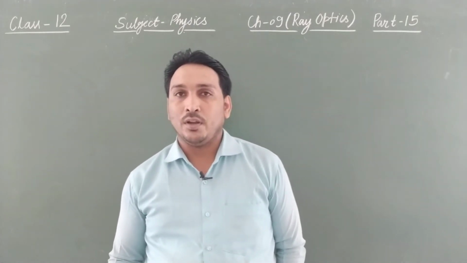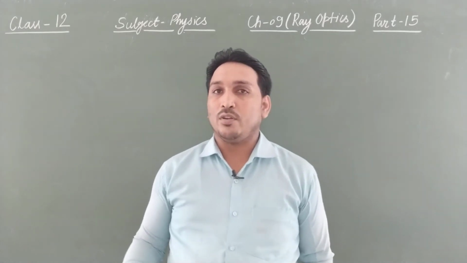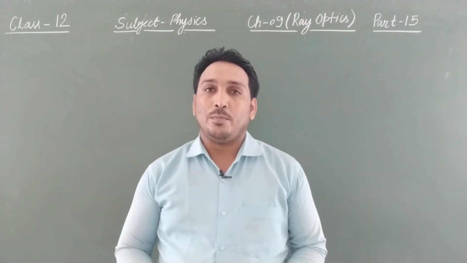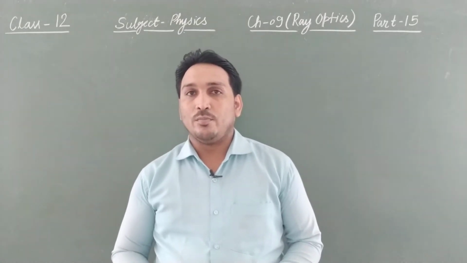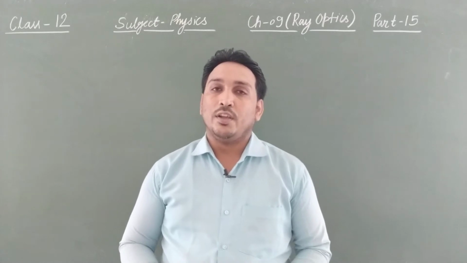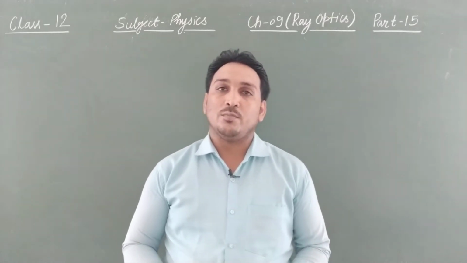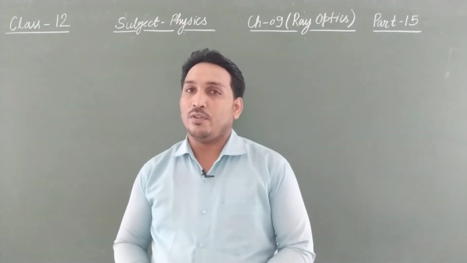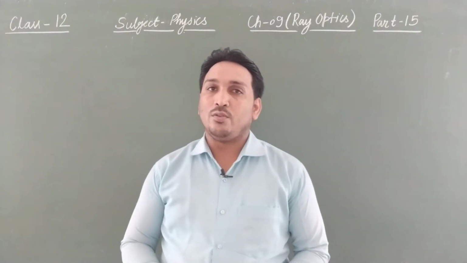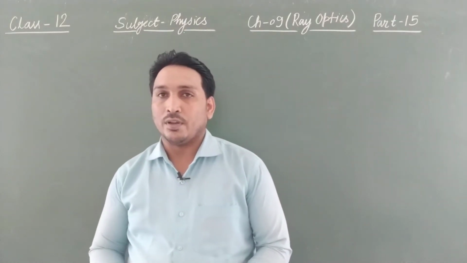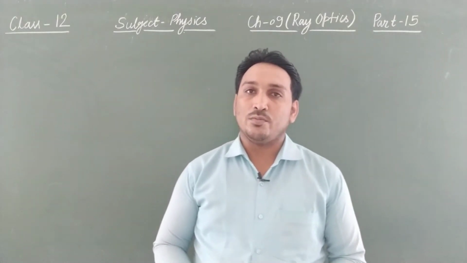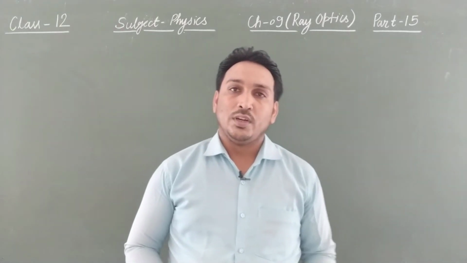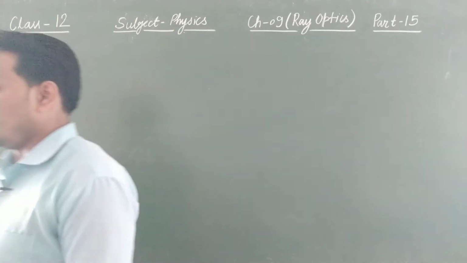Today is the 15th part, and today the last segment of the chapter is going to be started, and the last segment is optical instruments. In optical instruments, mainly we have to discuss simple microscope, compound microscope and telescope. But before discussing all of them, there are a few terms which we need to know to understand them in a better way. So let us discuss those terms first, and then we'll come to simple microscope, compound microscope and telescope.